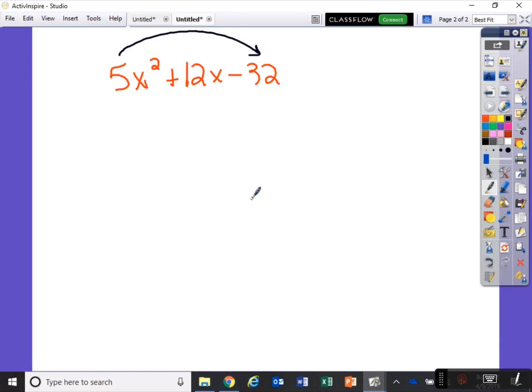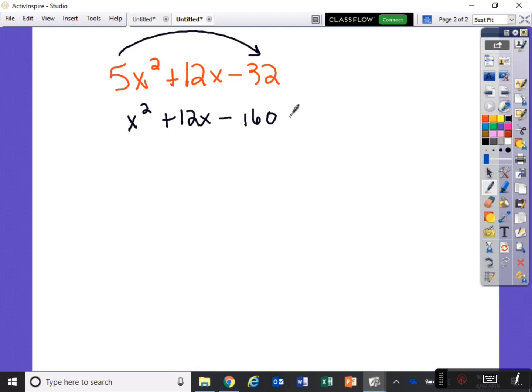So we're no longer going to have 5x squared. We're now going to have x squared plus 12x minus, and what's 32 times 5? Right. 30 times 5 is 150. 2 times 5 is 10. 150 plus 10 is 160. Okay. All right, now it looks like a problem from yesterday, doesn't it?